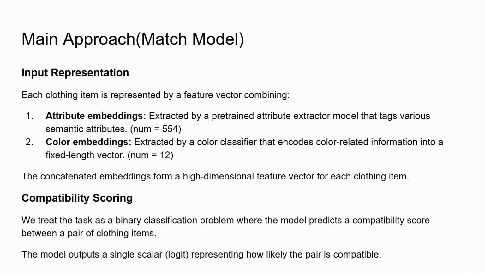Here is the core model of our main approach. First, let's start with the input form. We combine two types of embedding. One is attribute embedding. These are extracted by the pre-trained model that we mentioned earlier, and which takes various thematic attributes. And the second one is a color embedding, which shows the color-related information as a 12-dimensional vector. And then we get a high-dimensional feature vector that represents the clothing item.